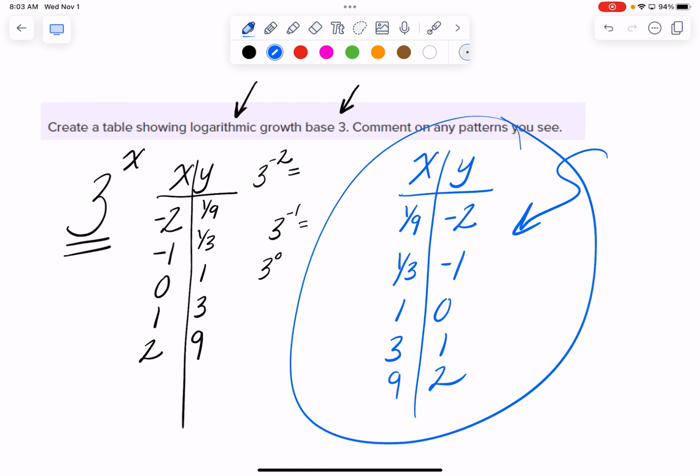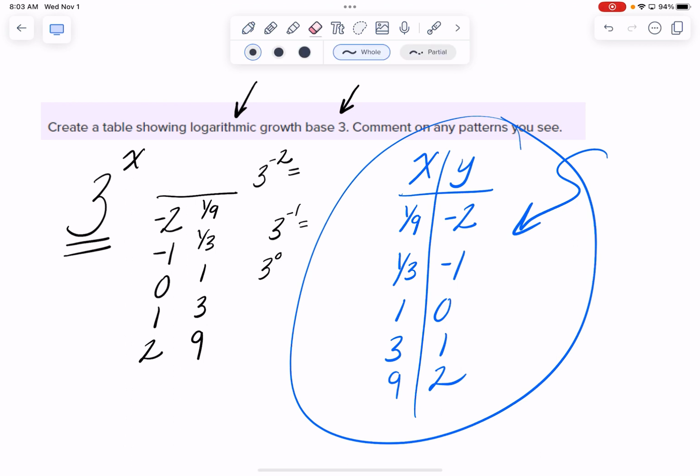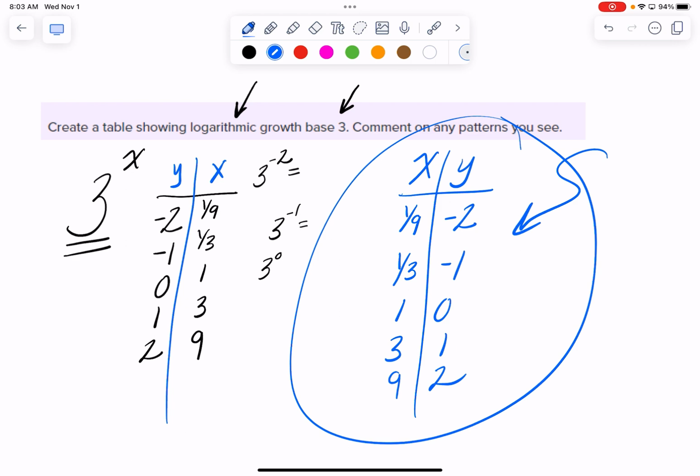So on the test, what if I just make the original table and then erase x and y and switch them? And then you're just saying go like this. Like if you just made this and went, this is x, this is y. Yeah, that's fine.